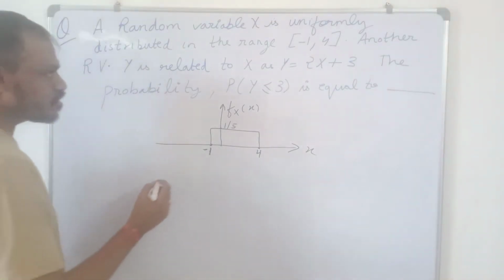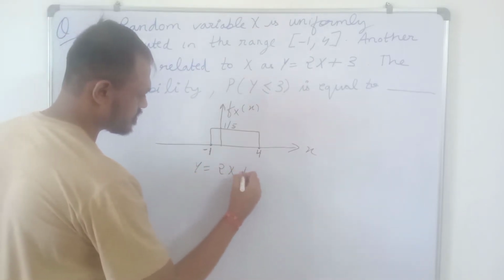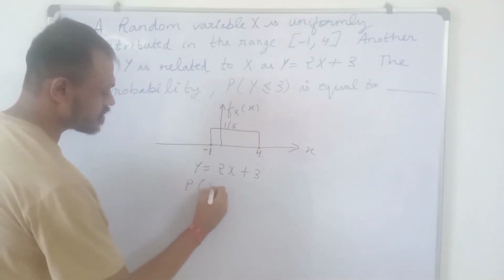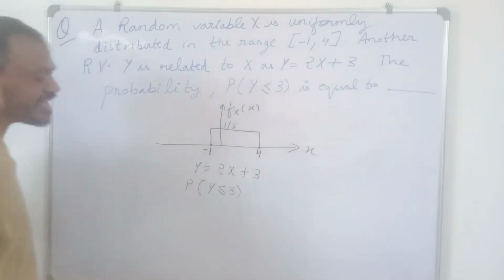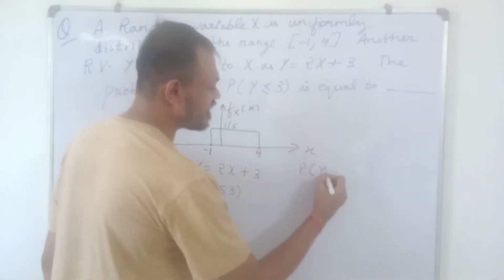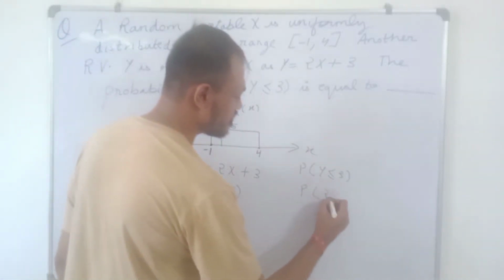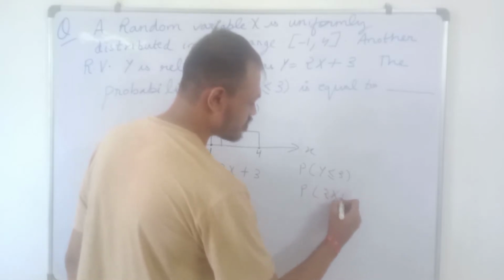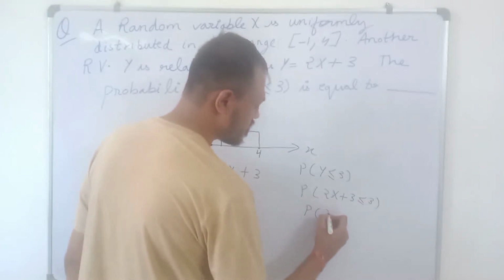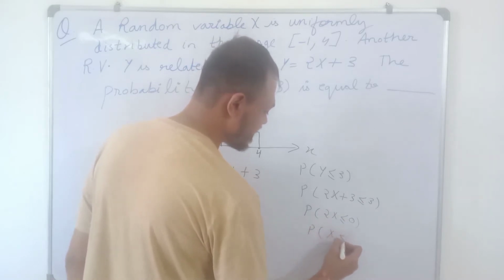Now y is related to x as y is equal to 2x plus 3, and we have to find the probability of y is less than or equal to 3. We can solve it by two methods. First method: the probability of y less than or equal to 3 means the probability of 2x plus 3 is less than or equal to 3, or probability of 2x is less than or equal to 0, or probability of x is less than or equal to 0.